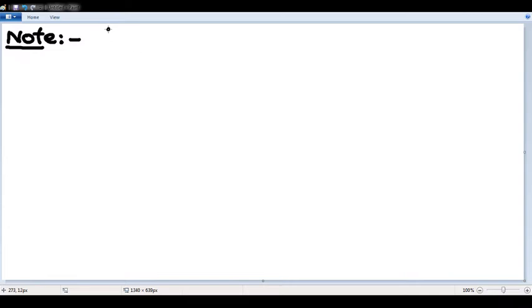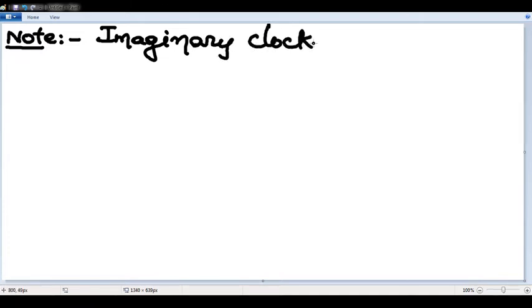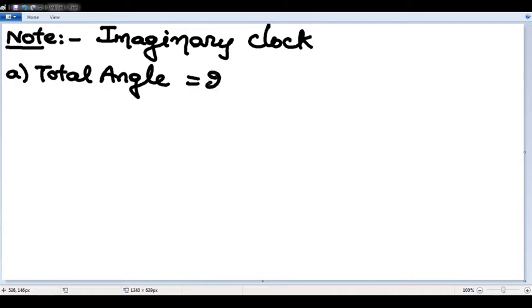Note. Question is, there is an imaginary clock. An ordinary clock has 12 hours. There is an imaginary clock of total angle 240 degrees. I will do a variety of questions. First one: the total angle in that imaginary clock is 240 degrees. If the total angle is 240 degrees, find the angle between the two hands of the clock.